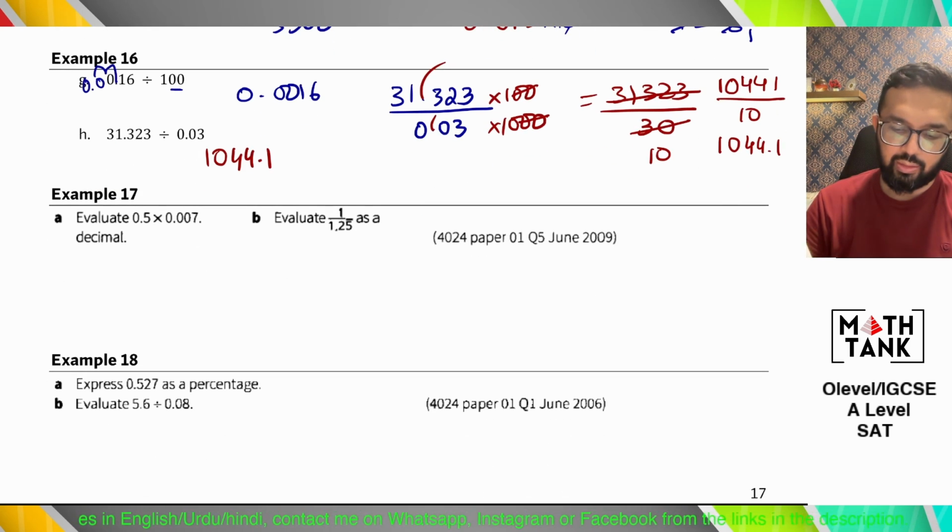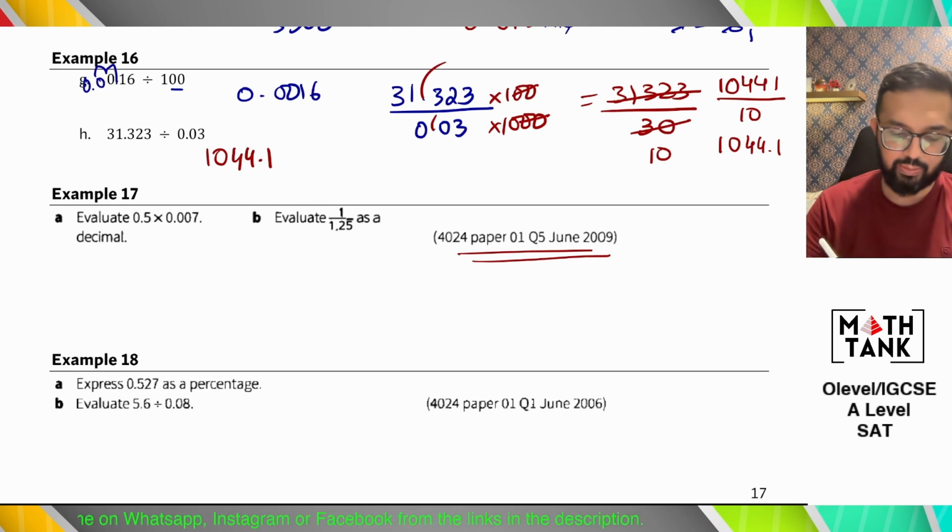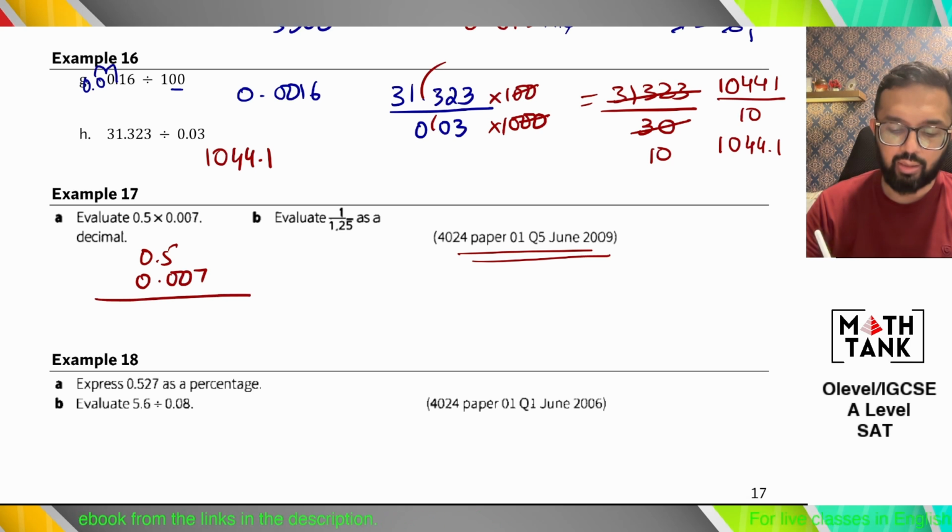Okay. Then you see these are past paper questions. Let's talk about these. This is from paper 1, so this is a no calculator question. So what did you learn about multiplication? That you multiply without looking at the decimals. So it's basically 7 into 5, 35.